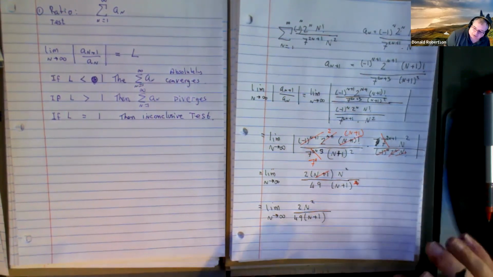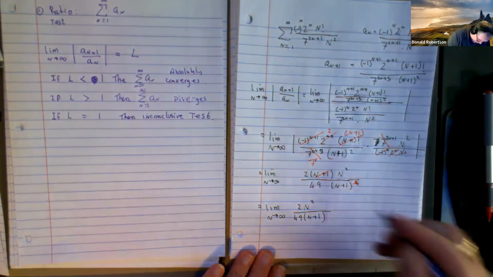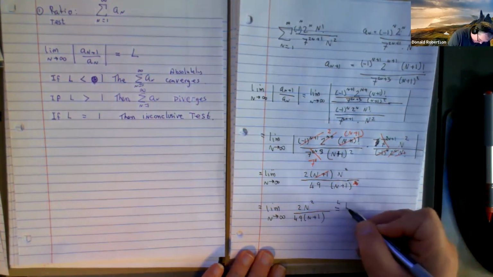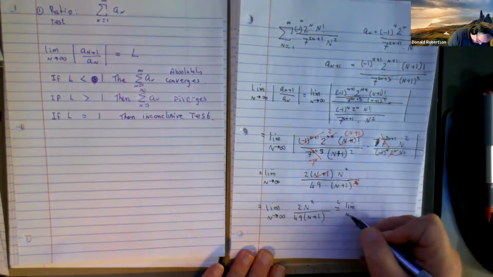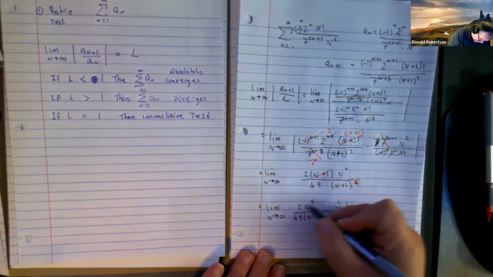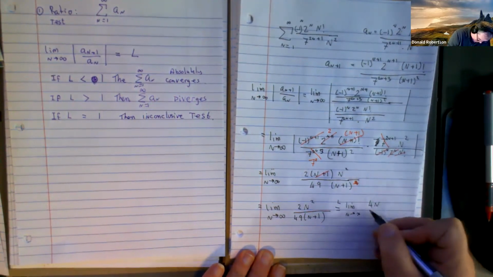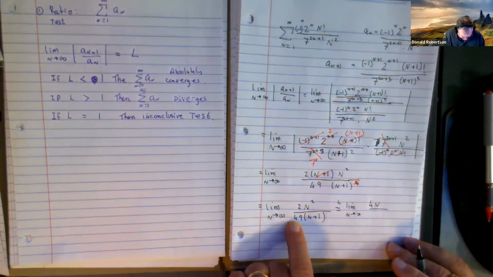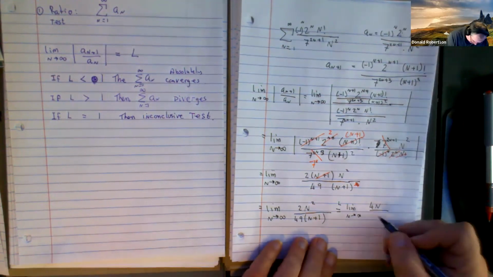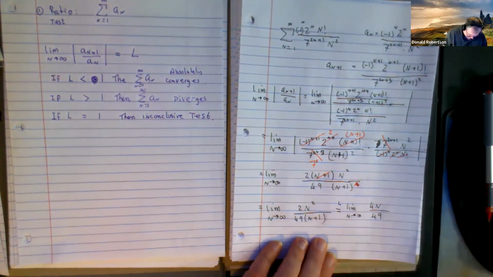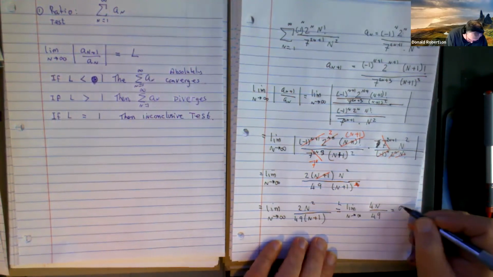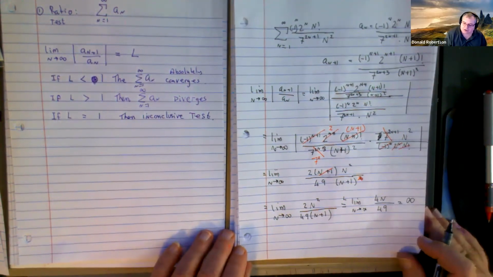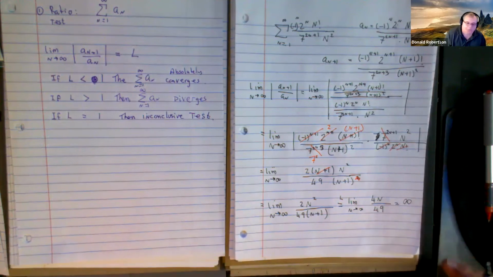Well, I could divide the top and bottom by n or n squared, but I'm going to do L'Hopital. And so what do we get? We get the limit as n tends to infinity, power rule 4n over, that's basically 49n plus 49, so you get 49 when you differentiate it. And that is infinity. So the limit here is infinity.